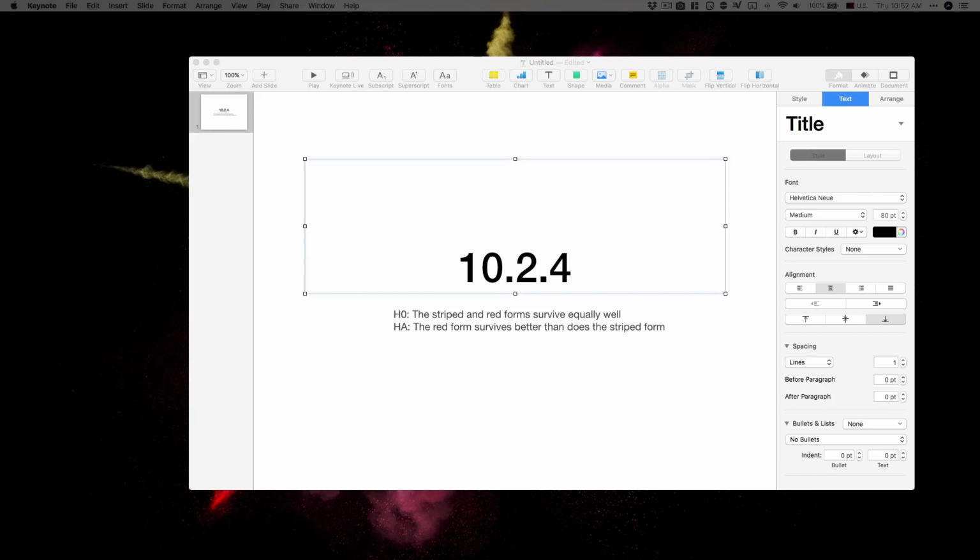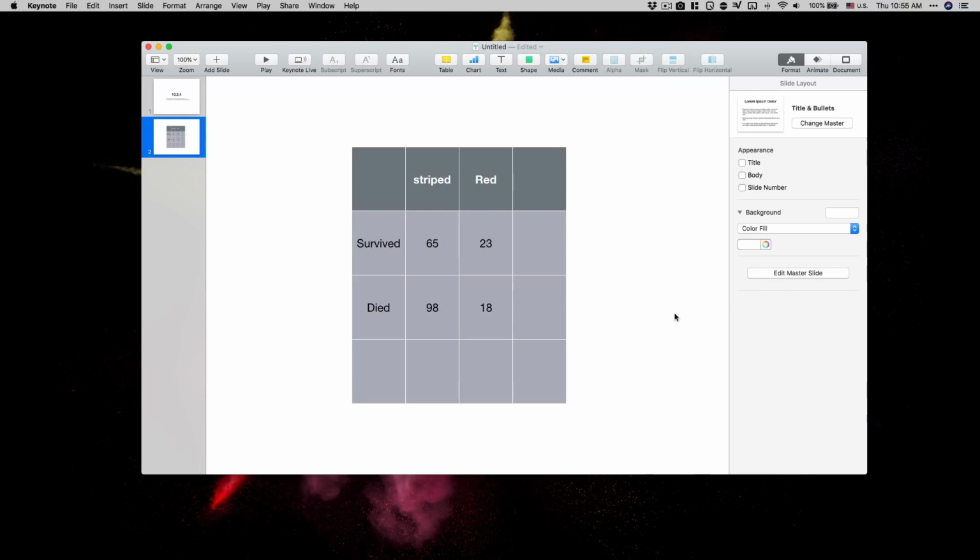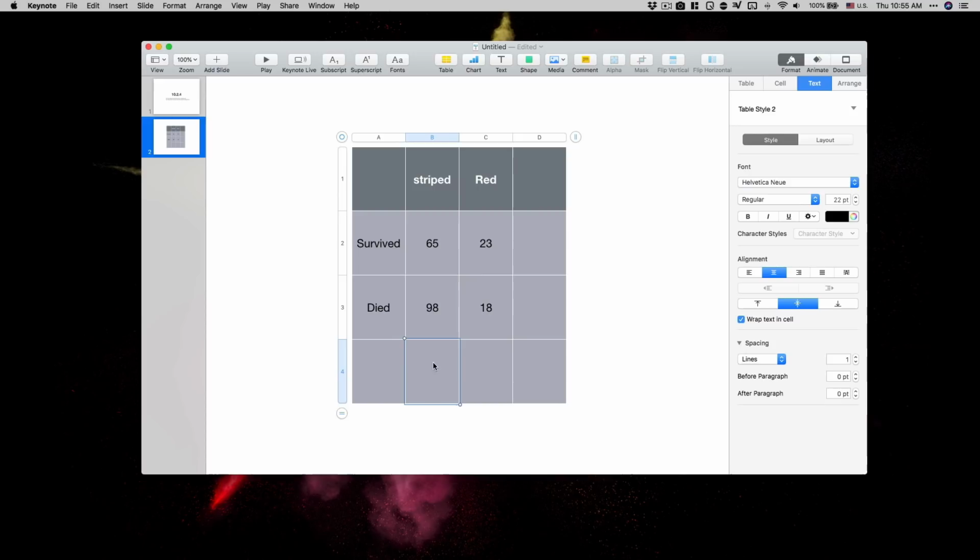Specifically, P1 means the probability of a striped species surviving, and P2 means the probability of survival for the red fish. You can have a 2x2 contingency table depending on whether your fish survived or died, and also depending on whether it is striped or red. So you can have a contingency table like this, and if you want to mimic what the author was doing in 10.1.2, you just have to calculate the survival rate for each of the groups. So you only have to fill this cell, which is given by 65 over 65 plus 98.